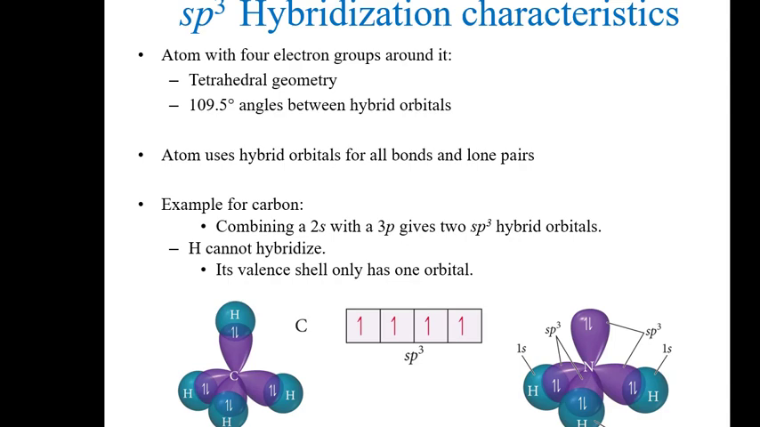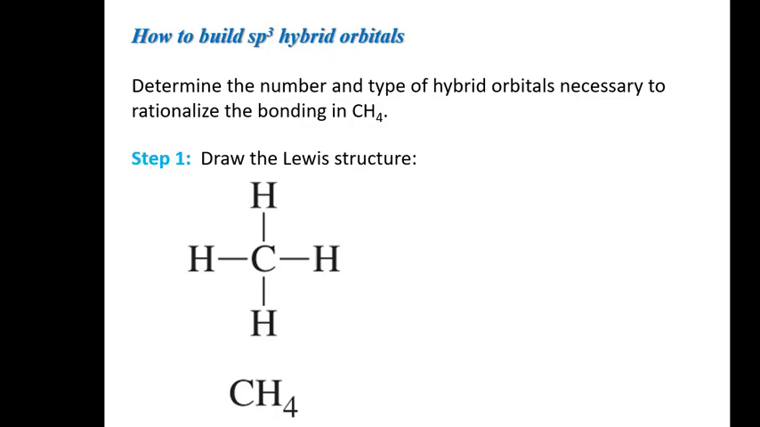So we can tell this molecule has an sp3 hybridization because it used one s and three p orbitals to form the bonds. Let's look at some examples on how to determine the number and type of hybrid orbitals that we need for a given molecule. So say, for example, we'll look at CH4. The first thing we're going to do is draw the Lewis structure. And for CH4, it is displayed here.